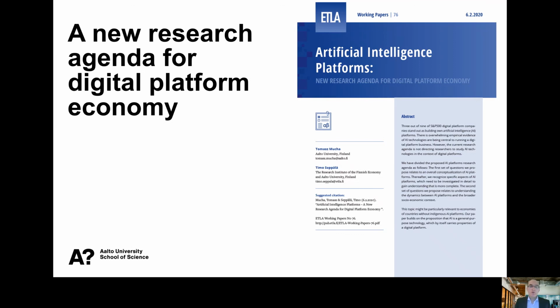Together with Timo Seppala, we published a working paper at the beginning of this year where we outline a research agenda that covers this topic of artificial intelligence platforms from the context of digital economy and business. This paper has been published as an ETLA, Research Institute of the Finnish Economy, working paper, and we are planning to take these insights forward. In the remainder of this presentation, I will discuss the questions that we outline in the research agenda, as well as the next steps that we plan for this paper.